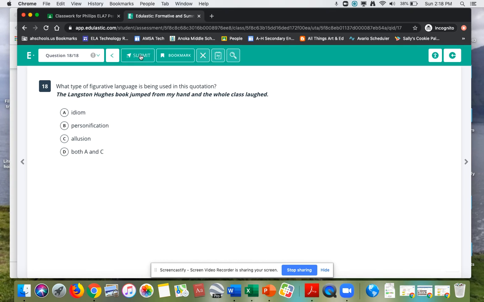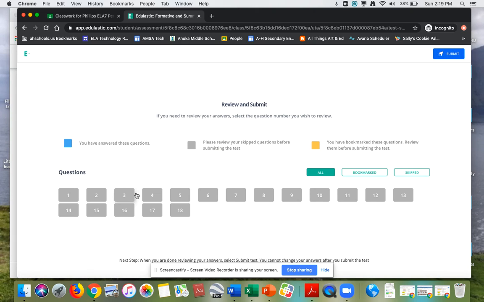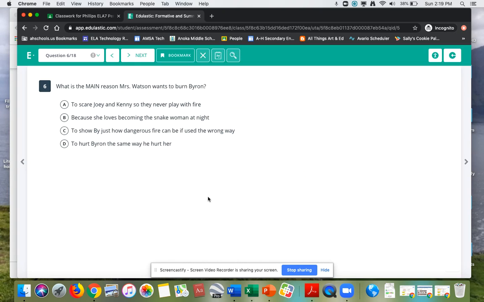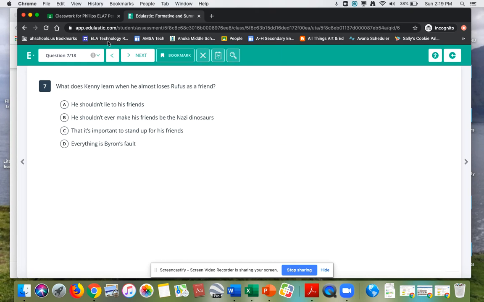Okay. When you are done, you should click submit for your test. And again, it's going to warn you about not having things submitted, and it'll give you this review and submit page. Once you have answered the questions, they'll all be blue. If you see any gray, that means you've skipped things, and so you need to click on it to go back to that question. Okay? It'll take you just right back to it. Then you can keep going through and double check all your answers.